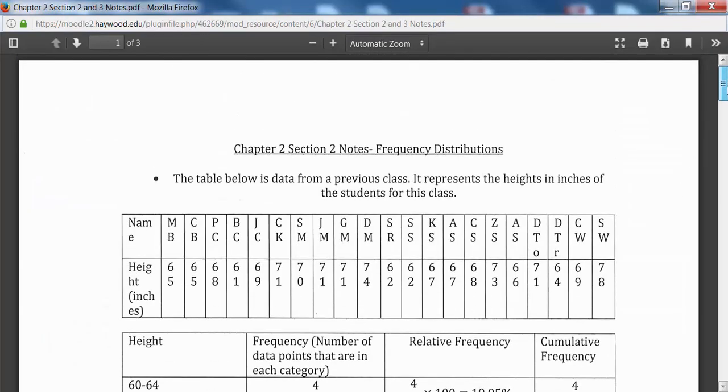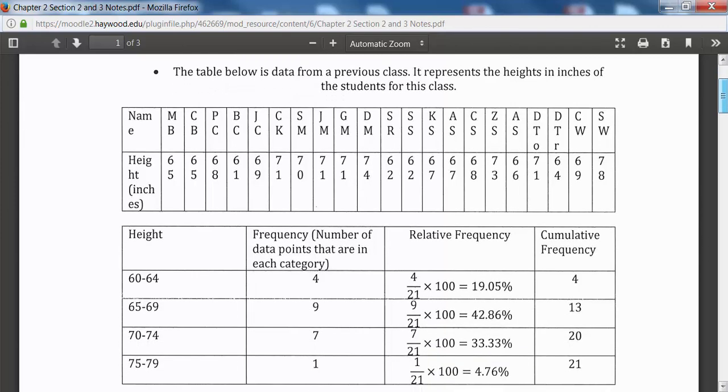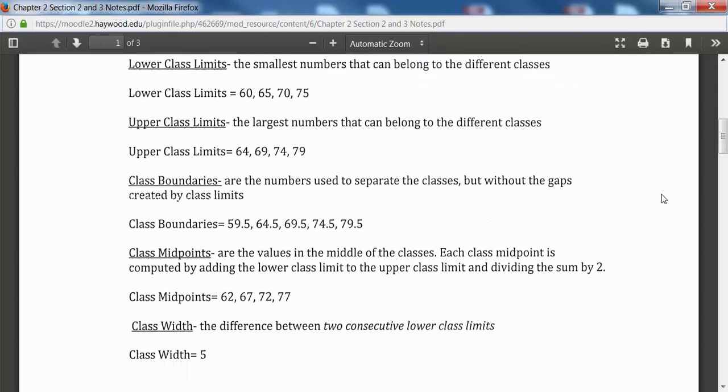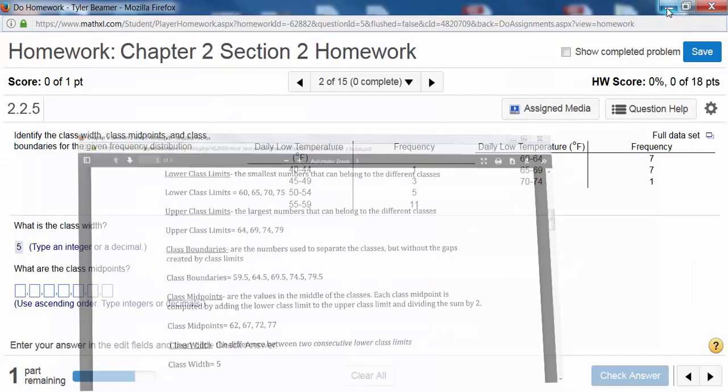And the notes have a specific example that goes with it that's different than the problem we're working on, but all of the vocabulary terms and definitions remain the same. This is data from a previous class in regards to height, basically doing a frequency distribution of that data. So let's look at class midpoints. It's the value in the middle of the classes, so basically we find the midpoint of each class. So you add the lower class and upper class limit and divide by 2 to get the class midpoints.